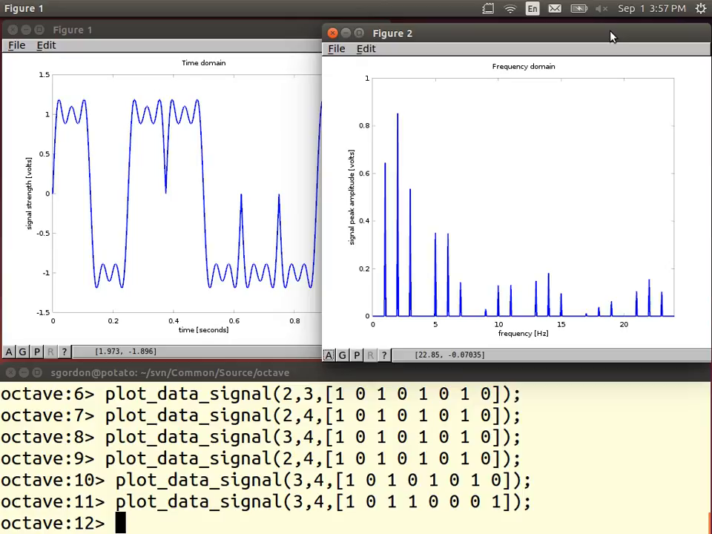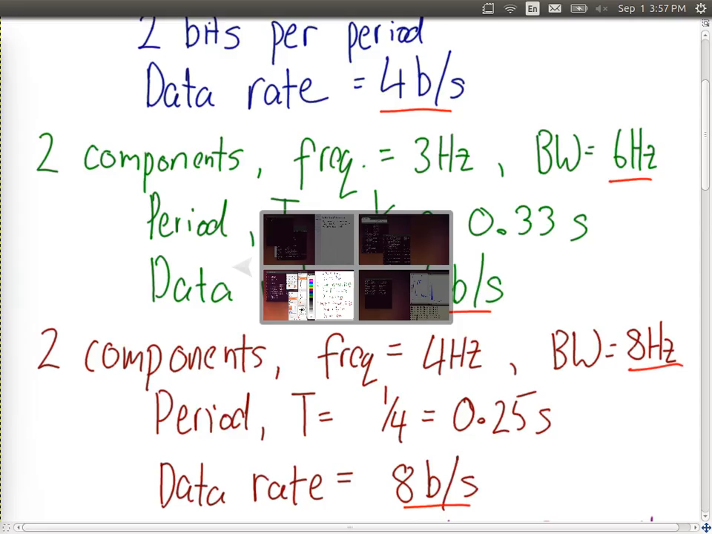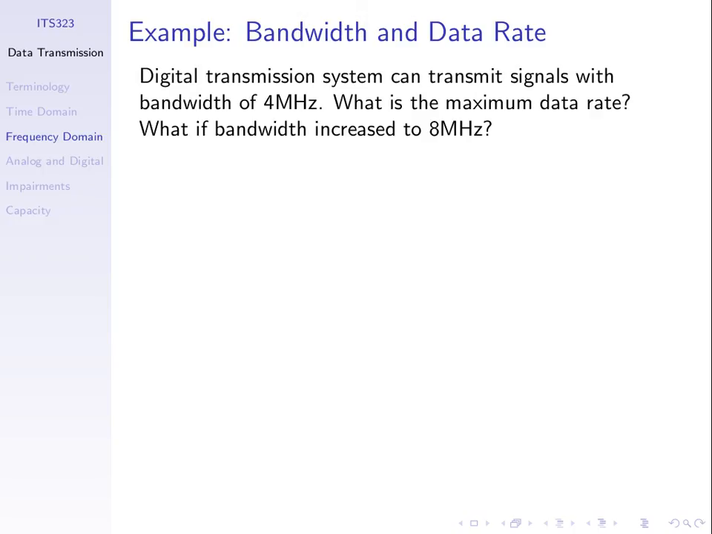Let's stop there. Tomorrow we'll continue and talk about those trade-offs of signals, data rate, bandwidth, and accuracy, and move on to data transmission. The example we just went through is basically this one, except this one I was going to use megahertz, but here we just use hertz.